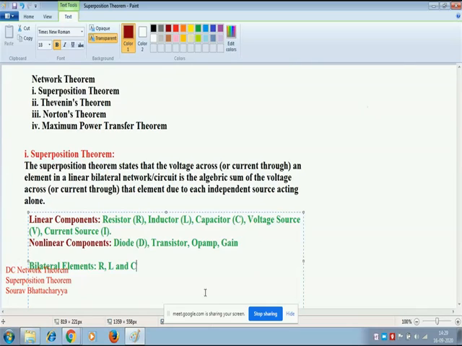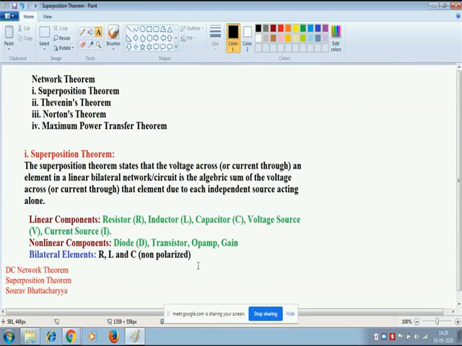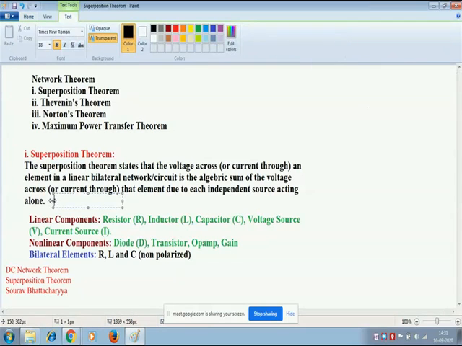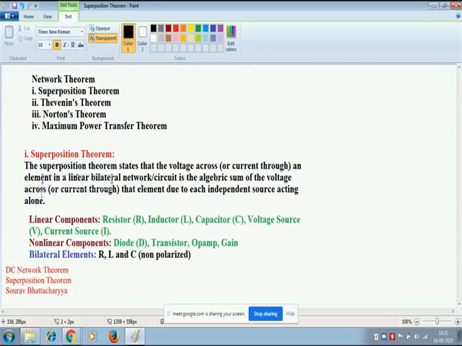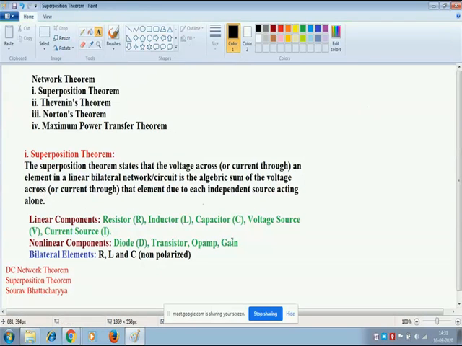These elements are your bilateral elements. And the basic principle of the superposition theorem helps us to analyze a linear circuit. So keep it in your mind that the superposition theorem is only applied to linear circuits. For non-linear circuits, the superposition theorem is not applied.